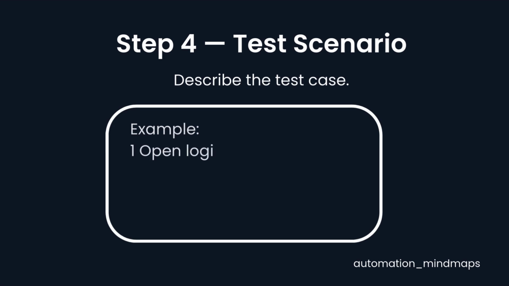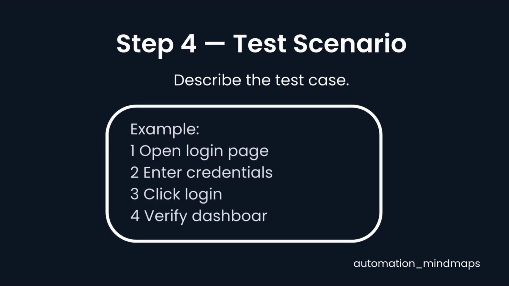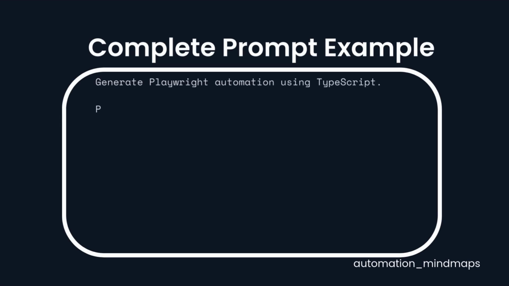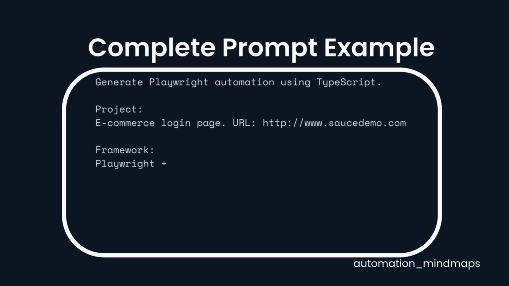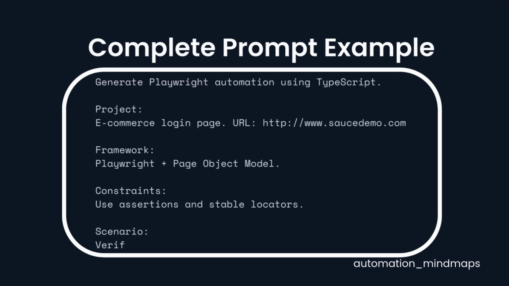Finally, we define the test scenario. Describe the exact test flow you want to automate. For example, open the login page, enter the email, enter the password, and click the login button. And in the end, verify that the dashboard page loads. By clearly defining the steps and expected result, AI understands exactly what behavior needs to be automated.